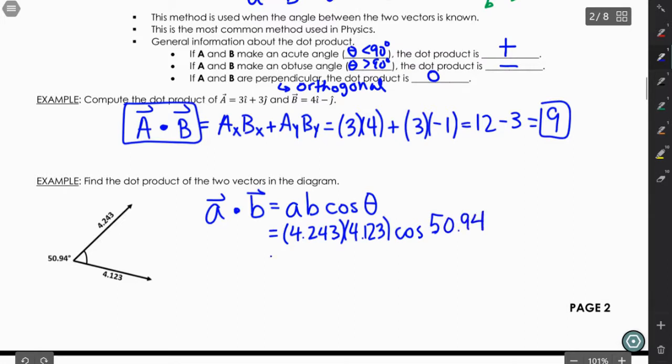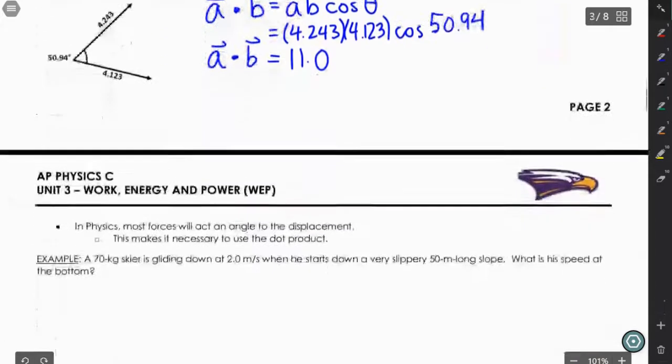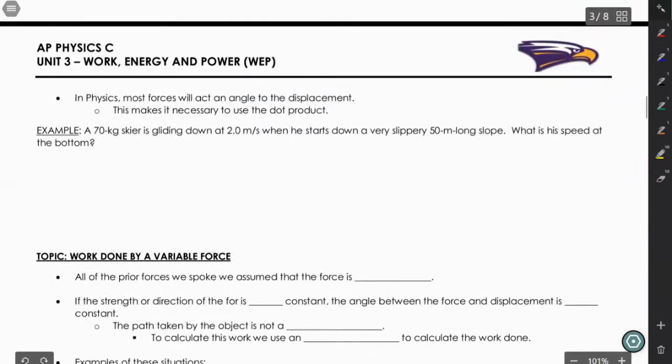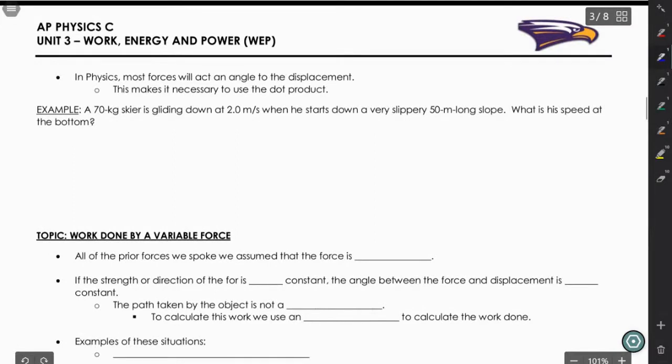Okay, and so what do we get in return? This dot product will be 11. So A dot B would be a value of 11. Now how does this apply in physics? We've been talking about work. Work is a dot product. In physics, most forces act at an angle to the displacement, so this makes it necessary to use the dot product. And here's an example.